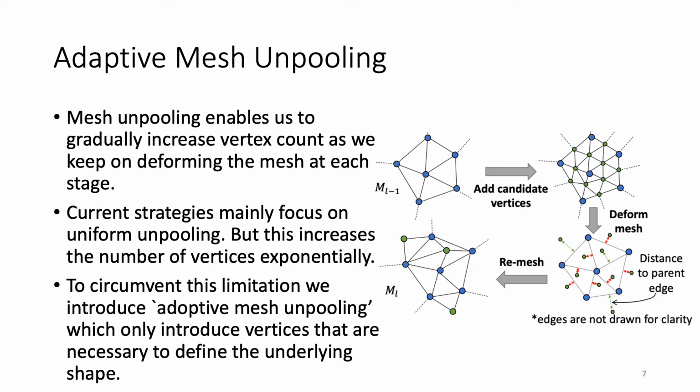At each step, similar to uniform unpooling, it first introduces vertices using edge splitting. Then, we deform the mesh with these candidate vertices. Afterwards, we discard candidate vertices that didn't move significantly from their parent edge. Then, we need to remesh the vertices, because when we discard vertices, we lose the face information. For this, we use the fact that we are learning a mapping from a sphere to the target shape and use the convex hull algorithm to remesh the sphere. Then we transfer the connectivity information from the sphere to the deformed mesh. The convex hull algorithm cannot be run directly on the deformed mesh because the deformed mesh can be non-convex. By removing unnecessary vertices at each step of deformation, we stop the exponential increase in vertex count that occurs when we perform uniform unpooling at each deforming step.